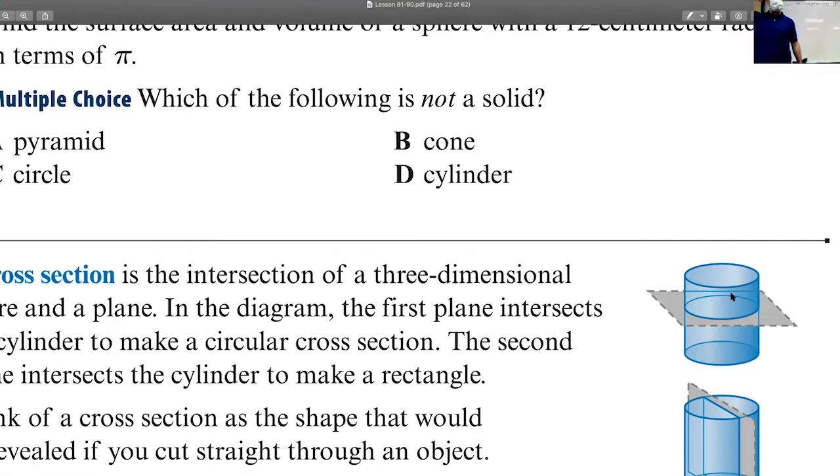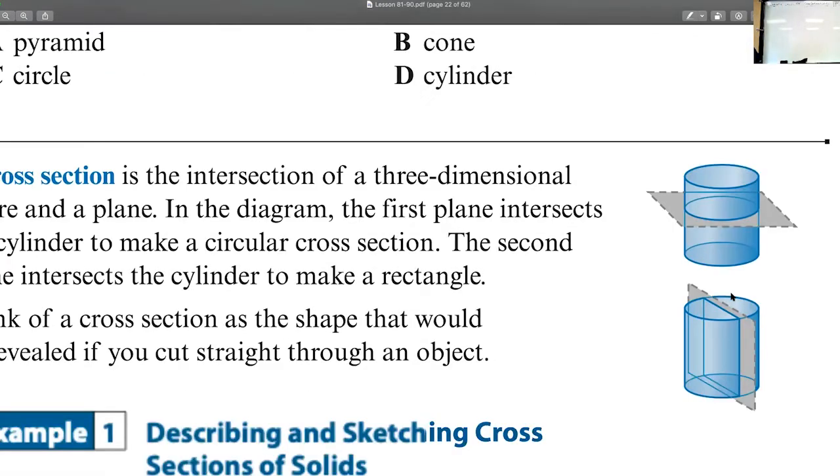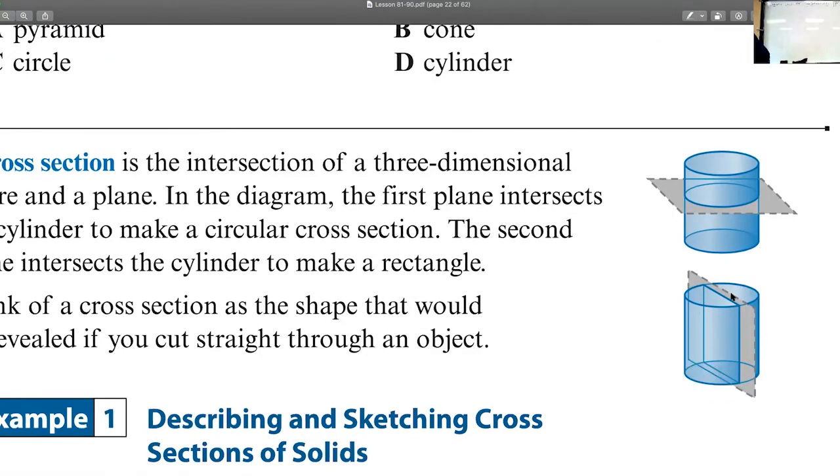What happens if you cut it at an angle? Well, we'll get to that. What if you cut it straight down? What is that? A half circle. What's the cut part? A rectangle. That's it. So you see that? When you cut it vertically, it's a rectangle. When you cut it horizontally, it is a circle.